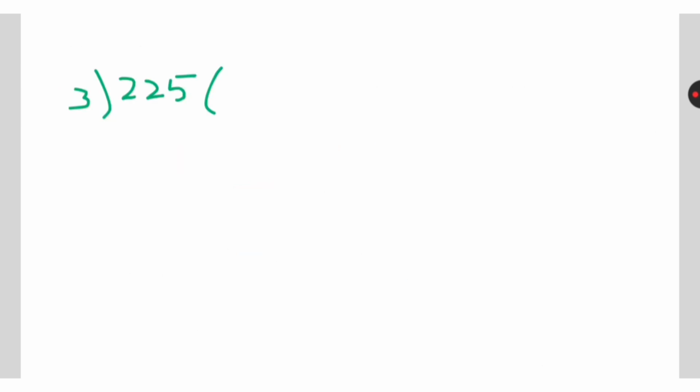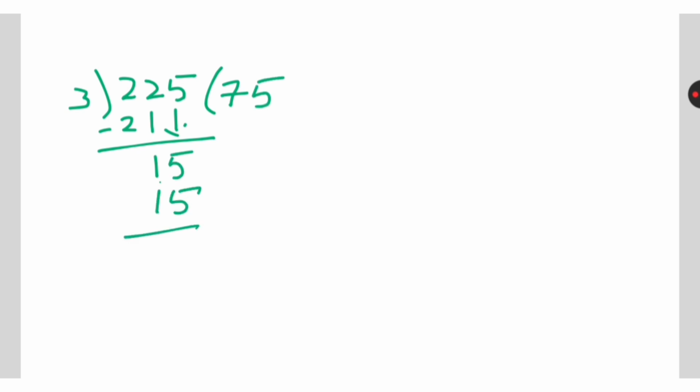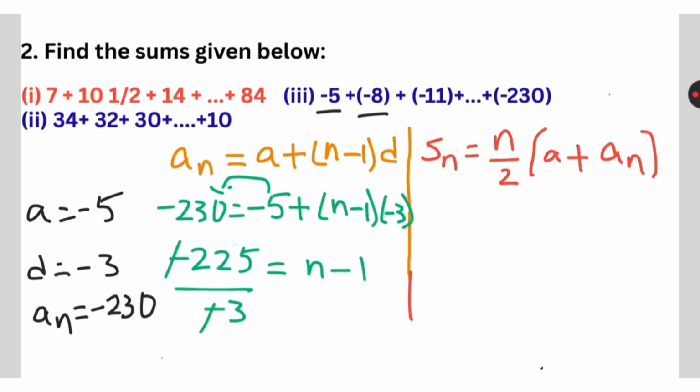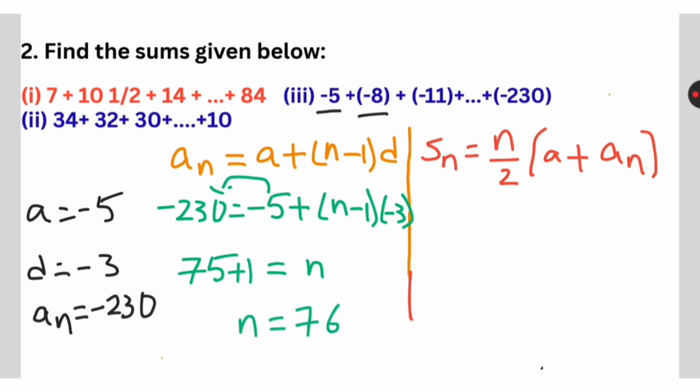225 divided by 3. 3 7s are 21. 22 minus 21, which gives only 1. So bring it down these 5, and 3 5s are 15. So that means 3 times 75 gives 225. So here we are going to get 75. Now this minus 1 sent to left hand side, it become plus 1. So the n is 76. This n, substitute here to find the Sn.